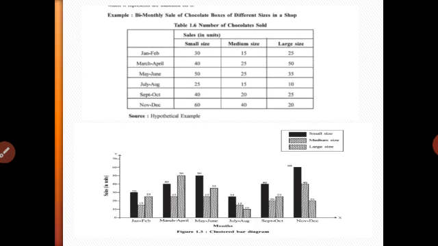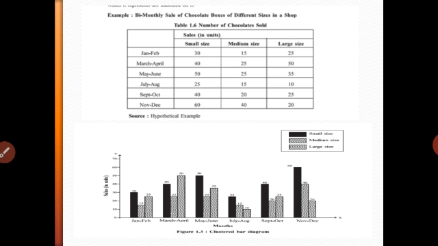Here the example is given. The monthly sales of chocolate boxes of different sizes in a shop. Table 1.6 shows the number of chocolates sold. Here the months are the independent variable, whereas the sales in units is the dependent variable. Sales in units is bifurcated into three categories: small, medium and large. You can see in graph 1.3, the cluster bar diagram shows January, February, March, April, May, June, all 6 sections, with 3 bars available in each section.